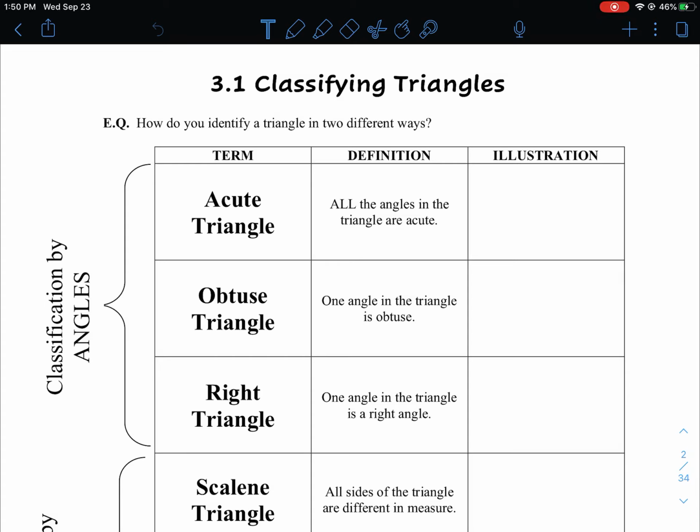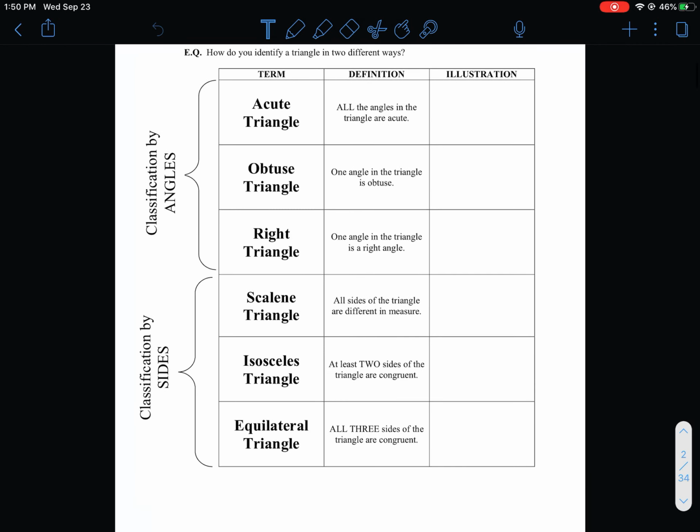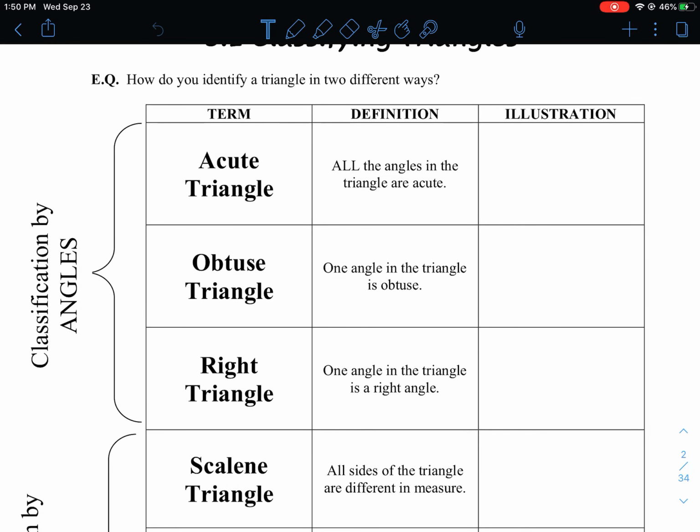Today's lesson is 3-1 and it's all about classifying triangles. There's two ways to classify triangles. The first way is classification by angles, and the second way is classification by its sides. Let's get started with classifying by angles. Just as there were three different types of angles, that's also how we classify triangles.